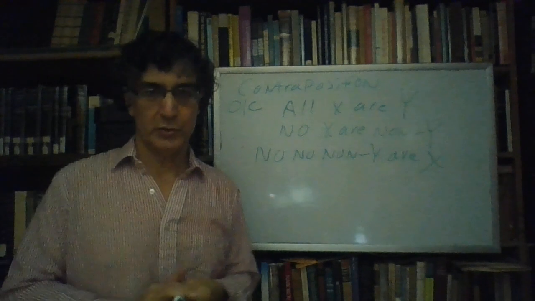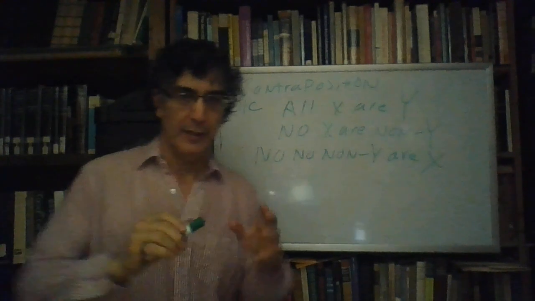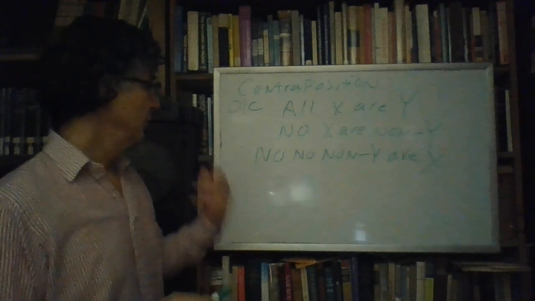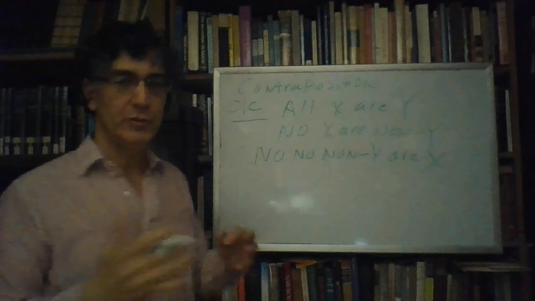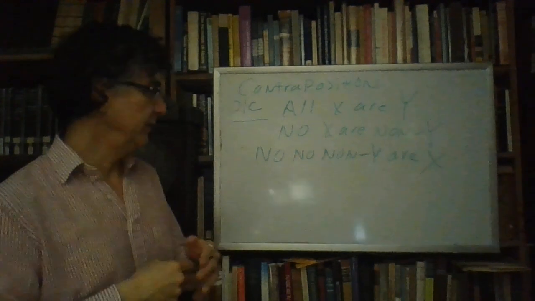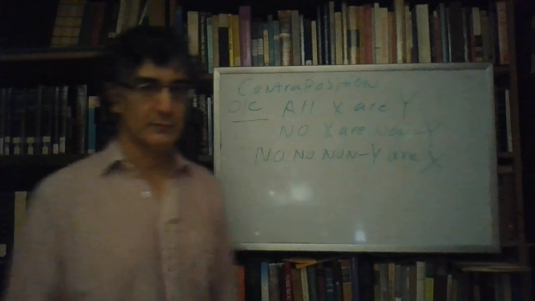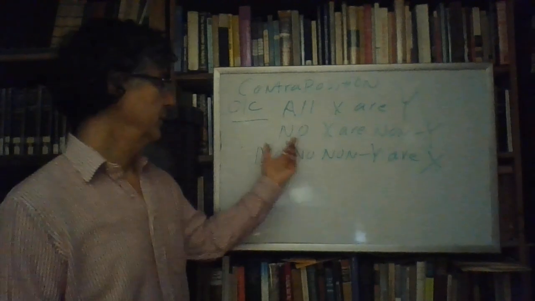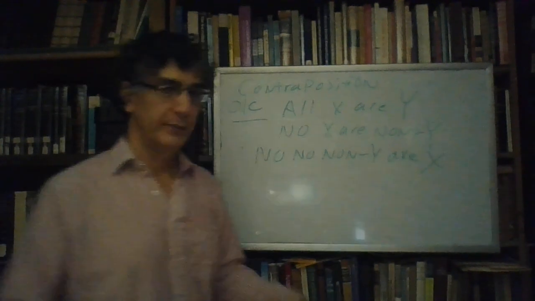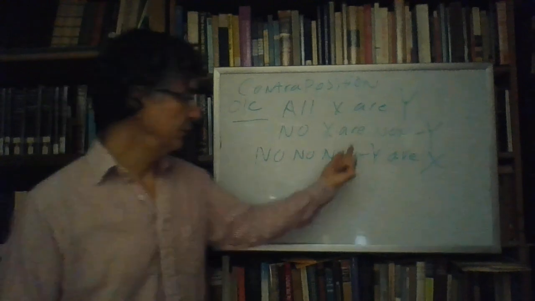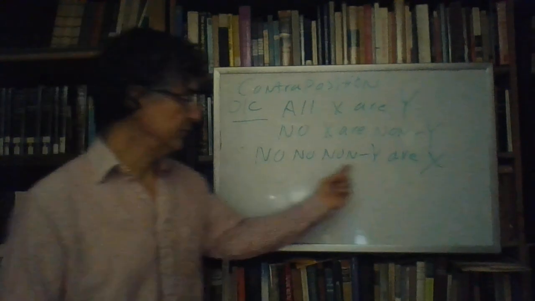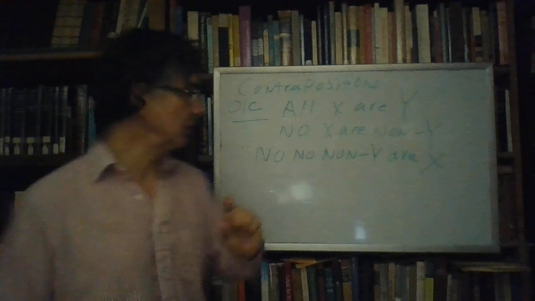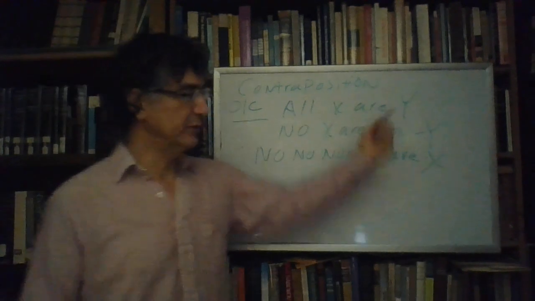So again, we have partial contraposition, that's what we're doing now, and then full contraposition. Partial contraposition is this two-part step. You avert, then you convert. In this case, we took this A, we averted it, no x are non-y. Then we converted it, no non-y are x. So this resulting proposition is the partial contrapositive of the original.